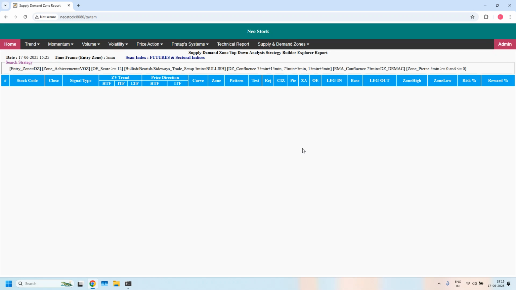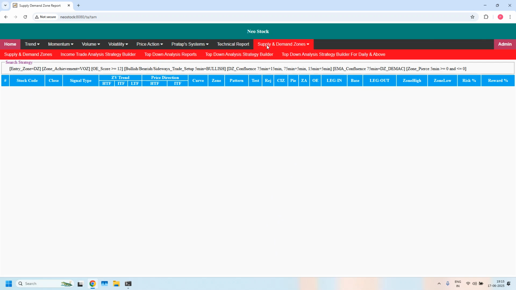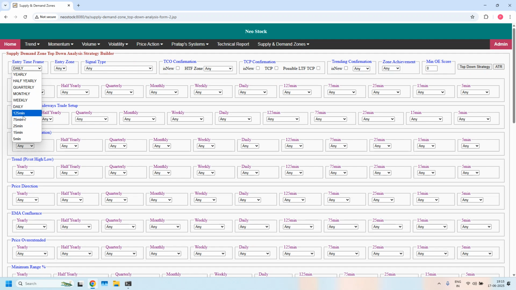So this is about long bullish trade setup. Next, bearish trade setup for hourly income trade. The changes are entry time frame 5 minutes, entry zone supply zone, bullish or bearish at 5 minutes. I am selecting bearish. Zone achievement VOZ, minimum odd and enhanced score 12.